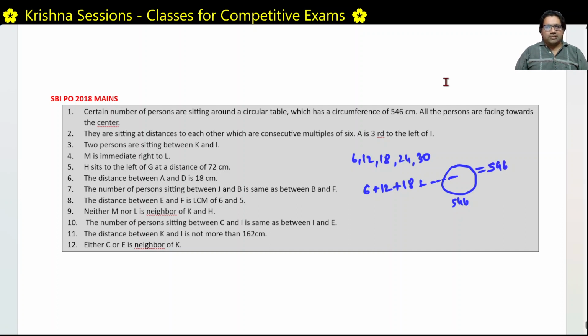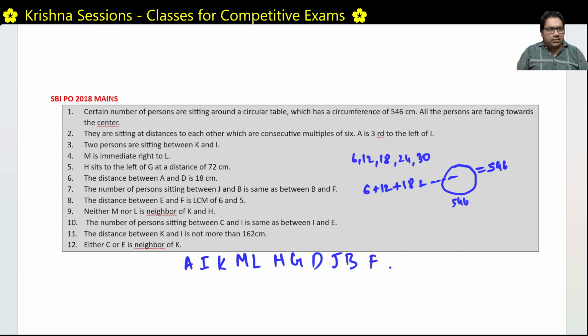Let us see how many persons he has given first. He has given details about how many. A is sitting third to the left of I. So A is definitely there. A, I. Then two persons sitting between K and I. So, condition number 3, K. Then condition number 4, M and L. Then condition number 5, H and G. Condition number 6, A, we have already taken. D. Condition number 7, J and B. And F.